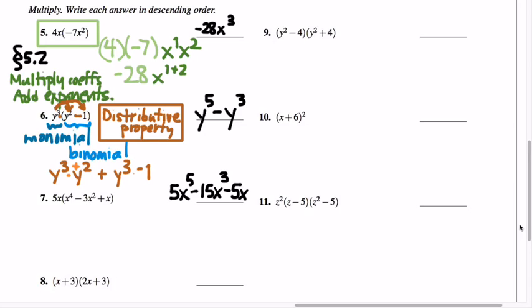Number 8's an example of multiplying a binomial by another binomial. So what's different? What do we have to do in number 8 that's a little different than what we had to do in 6 and 7? What does that stand for? Right, so what we need to do is we need to distribute multiplication over addition.